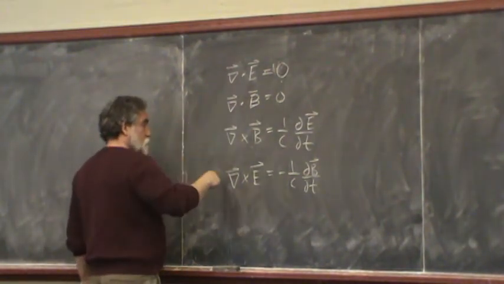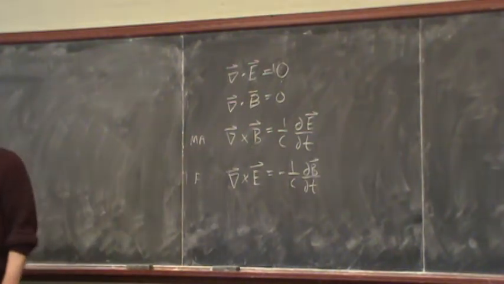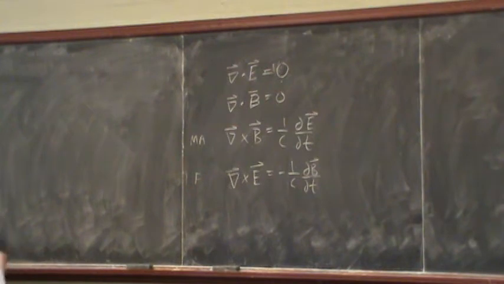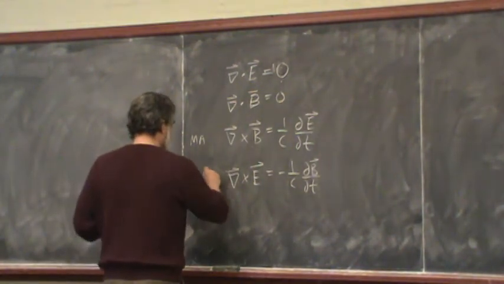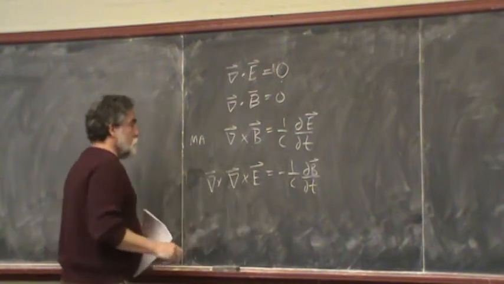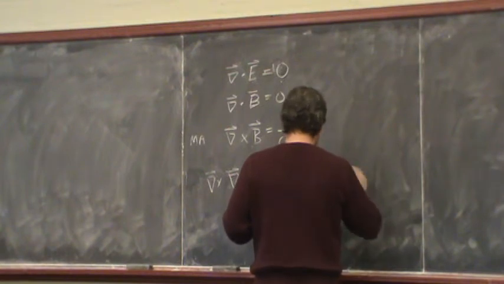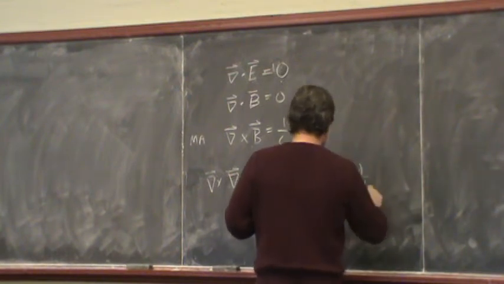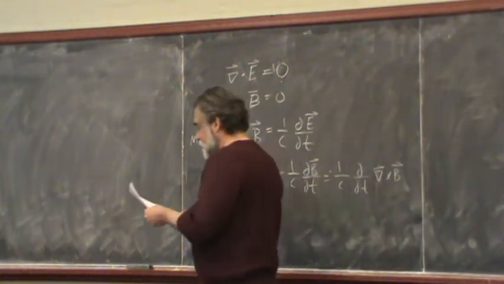Gauss, Faraday, Maxwell, Ampere. So just by using vector identities and rather simple vector calculations, we can arrive at the wave equation. What I'm going to do is take the curl of this. Why? Because it works. Curl of both sides.